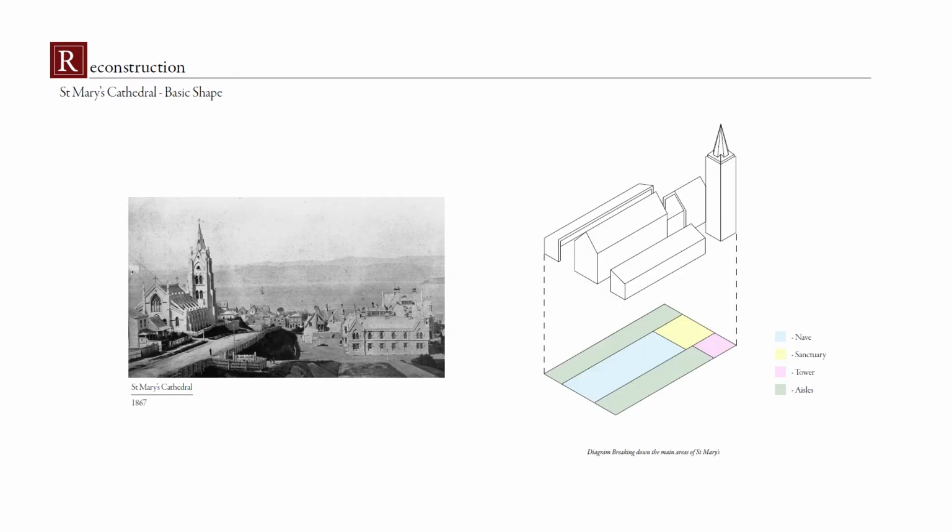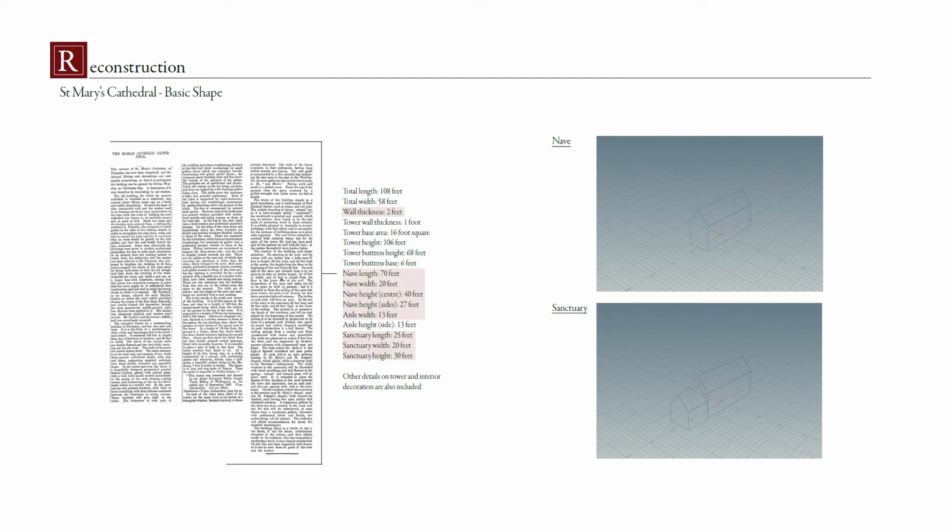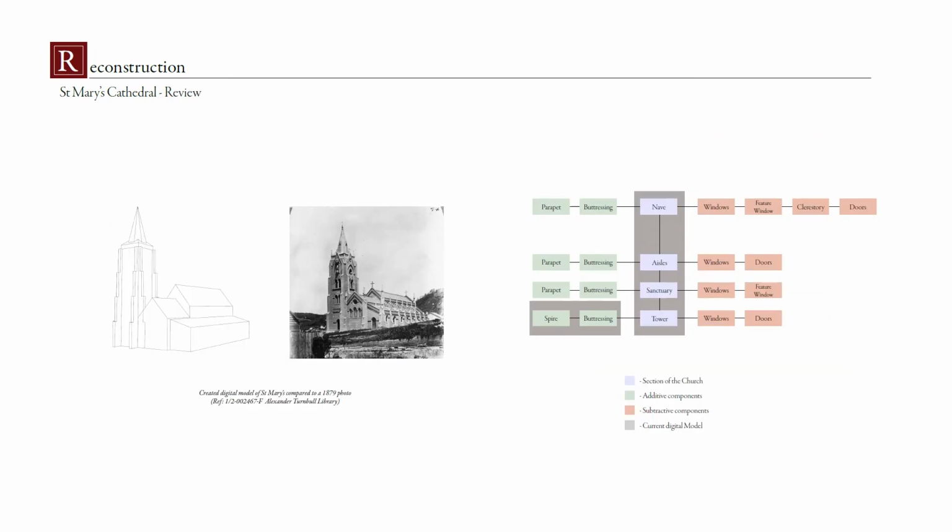What I then began to do was to break the church down in order to simplify it, and so here I've broken it down into its constituent main areas. Then from the article I could rebuild these components within the software Houdini, which is a procedural software much like the last examples I mentioned before. I then began reconstructing these pieces, and then I would compare the reconstruction with photographic evidence.